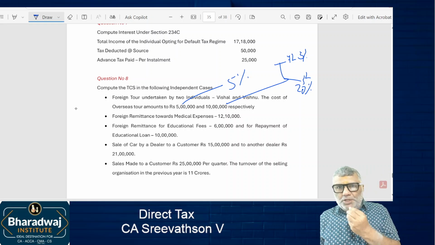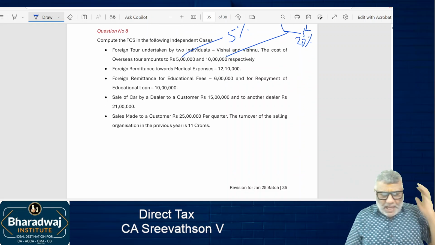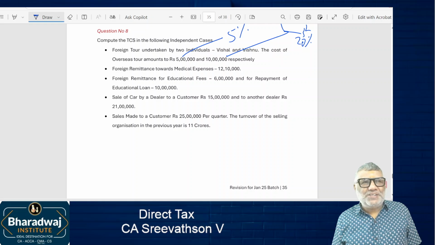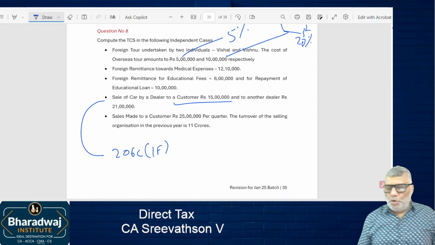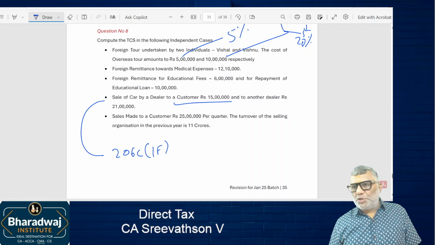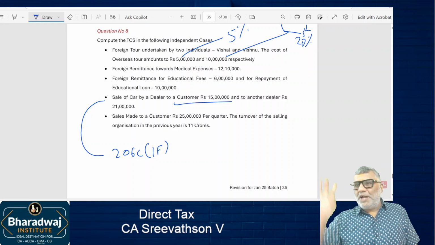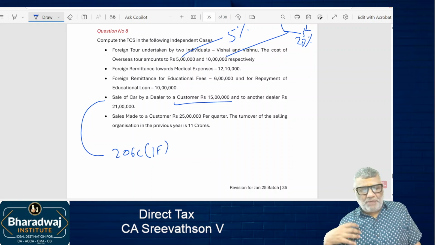Please be a little sure about 206C 1G before that sheet which we have prepared. Please prepare, read and go. Sale of car by a dealer to a customer 15 lakhs. Exceeds 10 lakhs, my dear friends. 206C 1F, 1% you should collect TCS. Sale of car to another dealer, no TCS. Only if it is to a customer, 206C 1F is applicable.